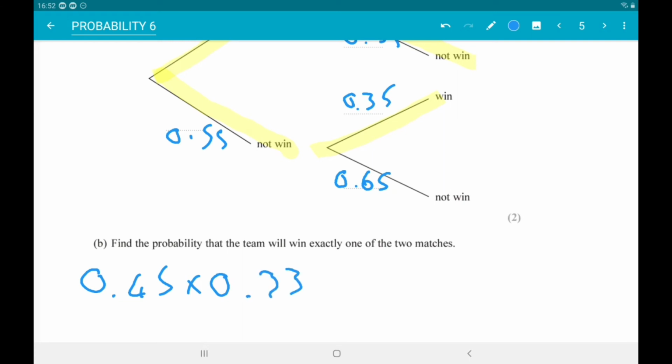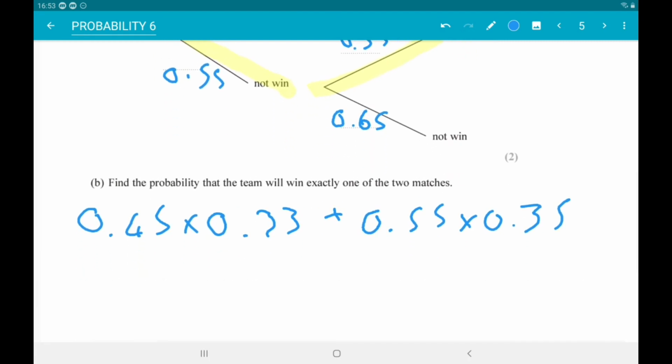And then we add the probability of not win and win. So that's 0.55 times 0.35. And that gives us 0.341.